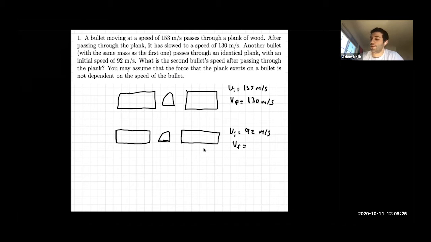So based off the information that we're given from the first part of the question and the second part, we can also assume that the force that the plank exerts on a bullet is not dependent on the speed of the bullet. So if we have an identical plank with the same bullet that has the same mass, which this question does, we can pretty easily find the final velocity of the second bullet given the velocities from the first bullet.